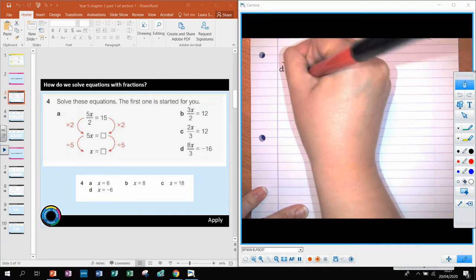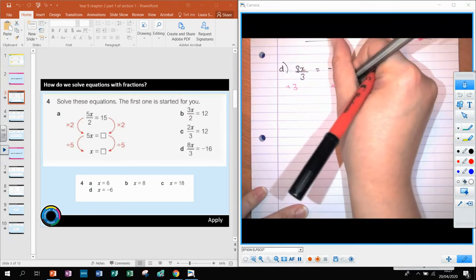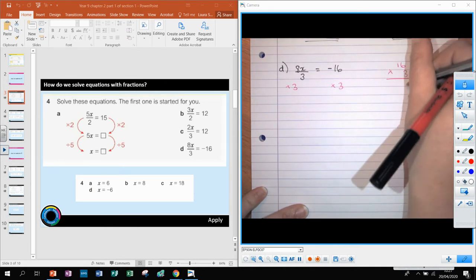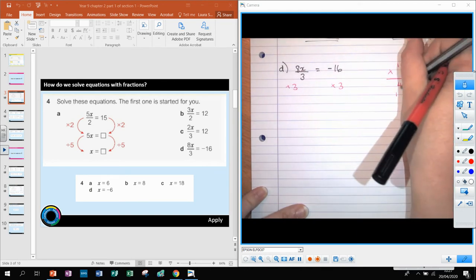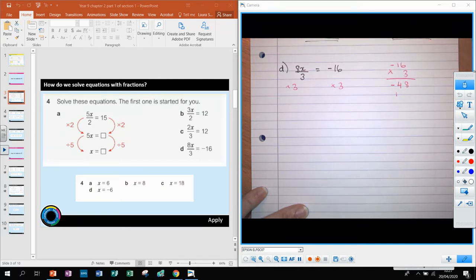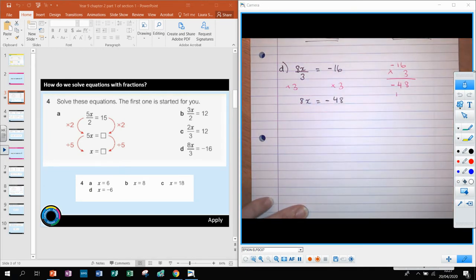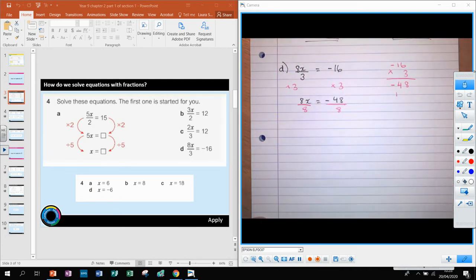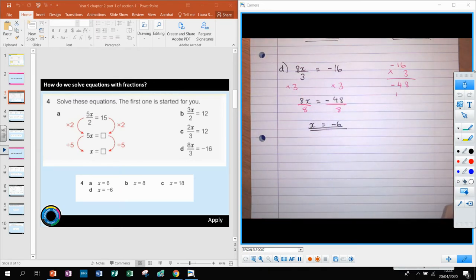Okay, and finally for part D, we have 8x over 3 is equal to negative 16. First thing, we multiply by 3. Now, you might want to do this on the side. So 16 times 3. 3 times 6 is 18. Carry the 1. 3 times 1 is 3, plus the 1 is 4. But, of course, it's negative, so that will be negative. So that gives us 8x equals negative 48. Then we can divide everything by 8, and negative 48 divided by 8 is negative 6. So that is your final answer there. Well done.